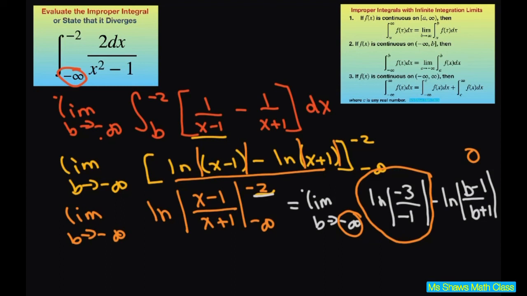So our answer is going to be ln of 3, because you have two negatives here, so that's going to make a positive. And that is your final answer.